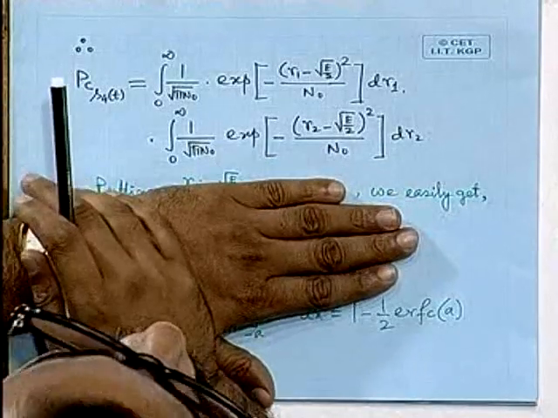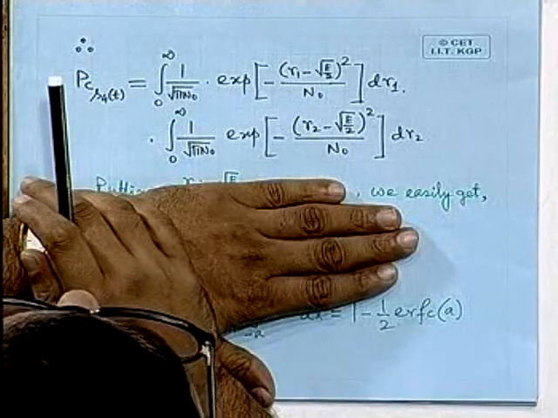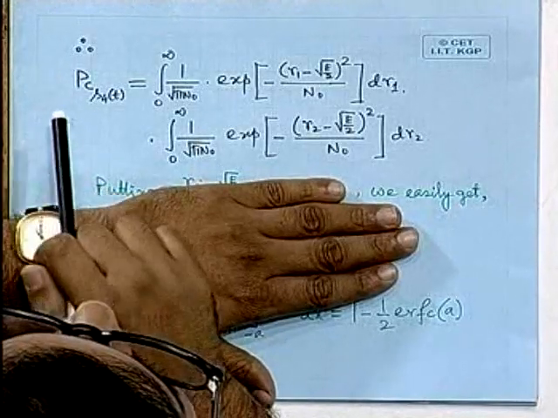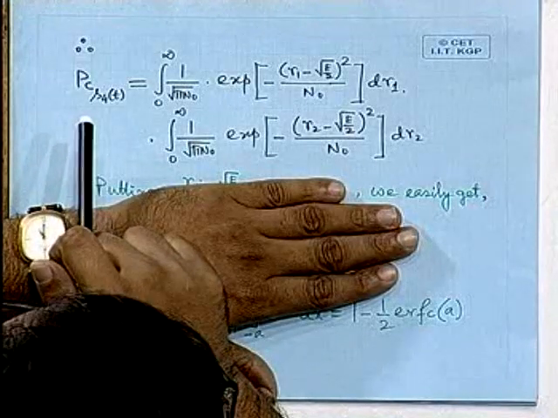You have got half a minute or 1 minute. Is the question clear? The probability of correct decision when S40 has been transmitted from the modulator is this.